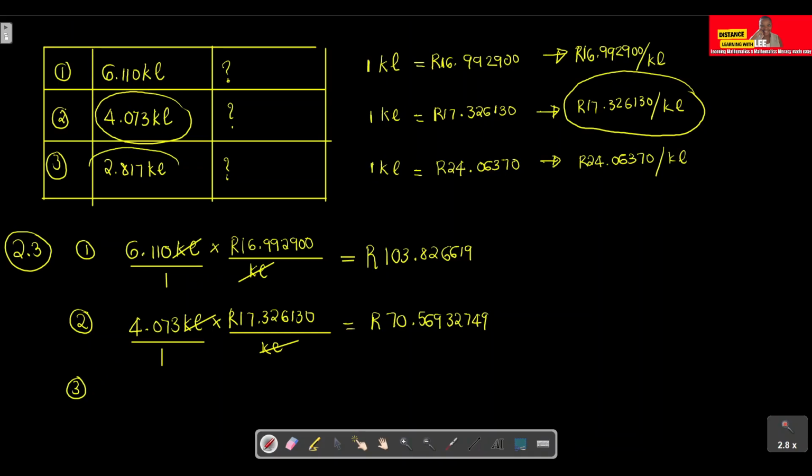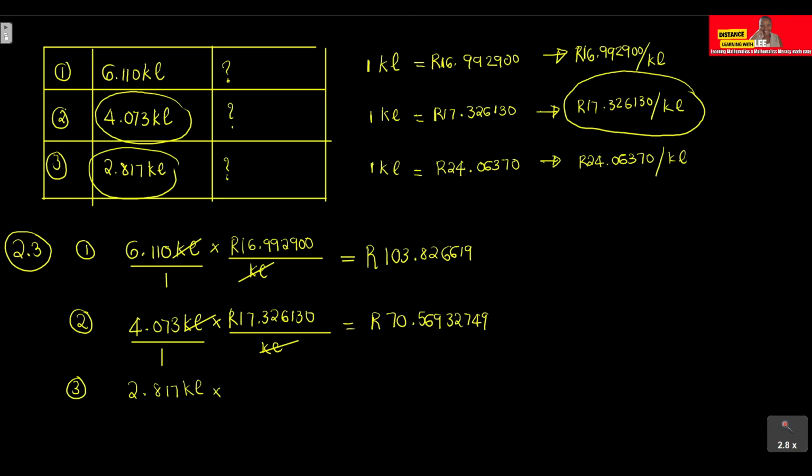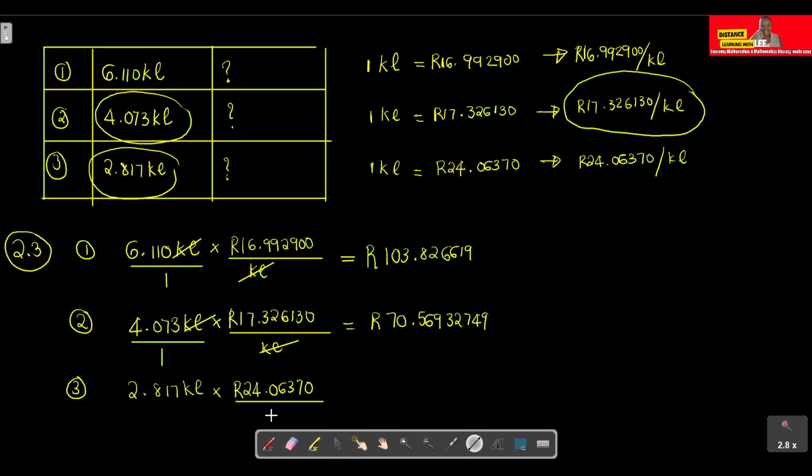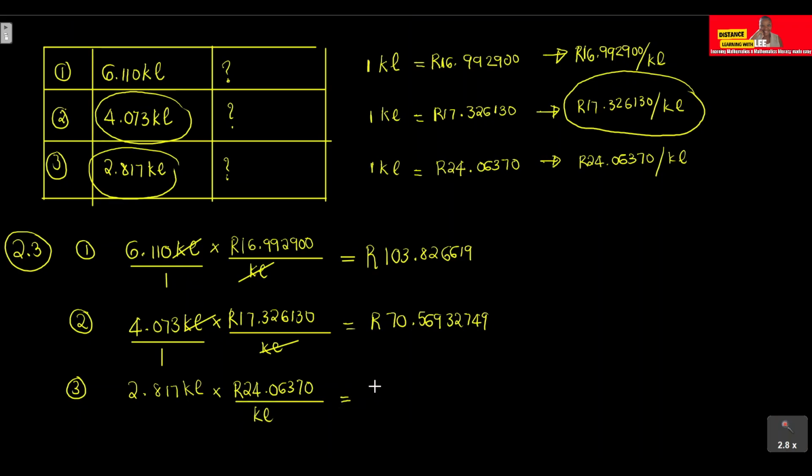And then lastly, let's calculate his tariff for the third block. He uses 2.817 kiloliters of water. We're going to multiply 2.817 kiloliters by the tariff, which is 24.06370 per kiloliter. If you punch that into your calculator, you'll get the tariff that he pays, which is 67.7874429.